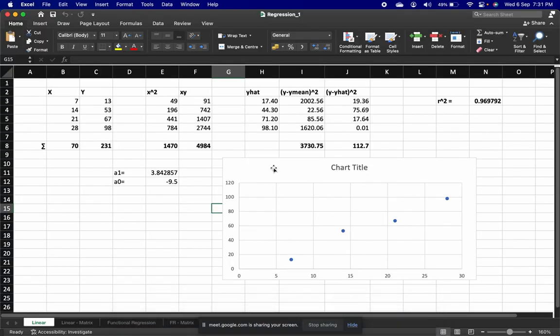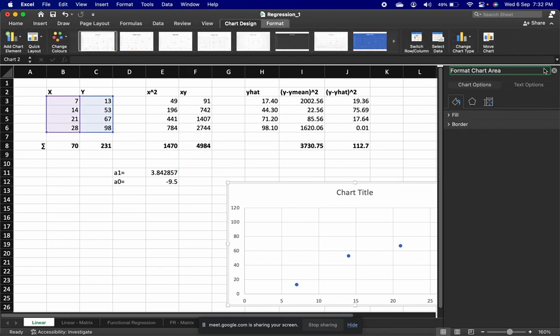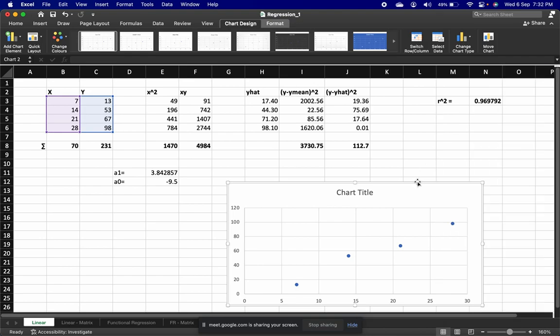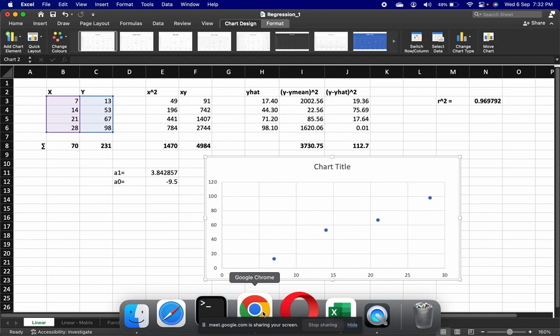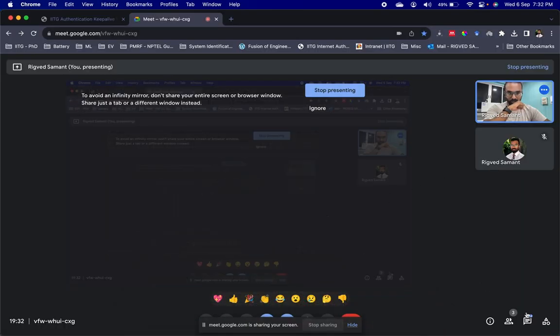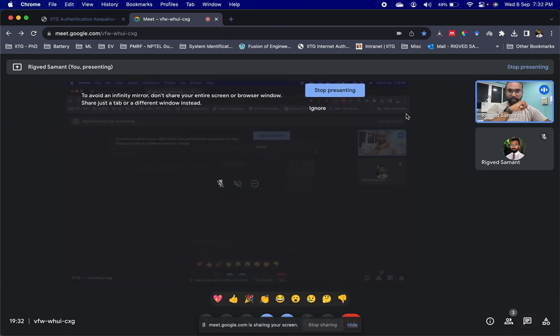The screen is visible to you, right? The screen is visible? Okay, so maybe we have lost some students here.